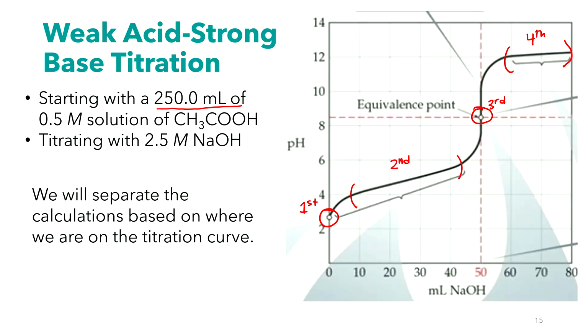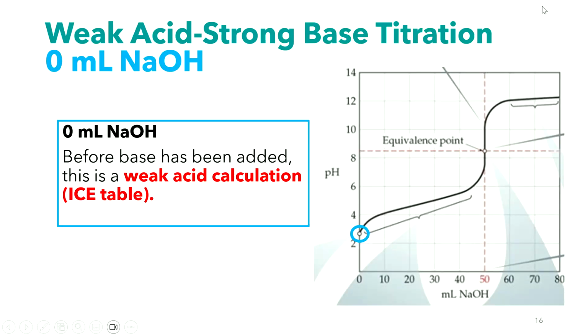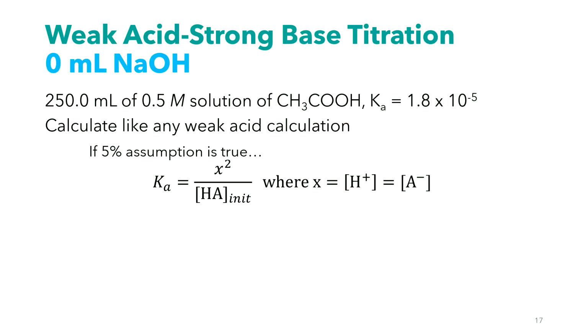So for this first point, where the titration hasn't started yet, we are just doing a weak acid calculation that we've done many times before. It's an ice table with our acetic acid. All right, so we'll do that on this page here. We've got CH3COOH, it's a weak acid, so a small percent dissociates into H plus and its conjugate base, the acetate ion. We could do this as an ice table.